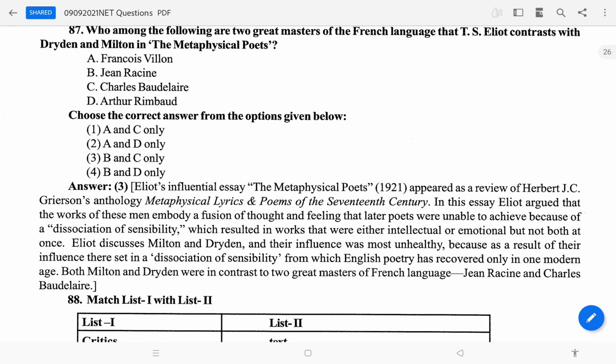So the answer will be three, means B and C: Jean Racine and Charles Baudelaire.